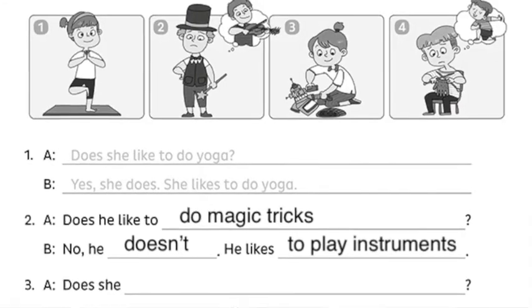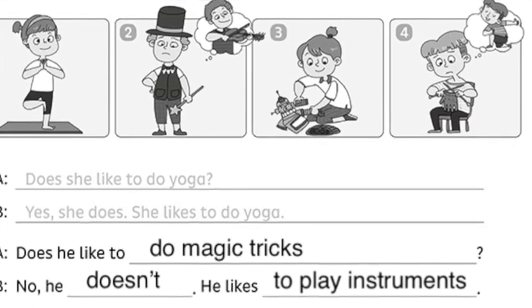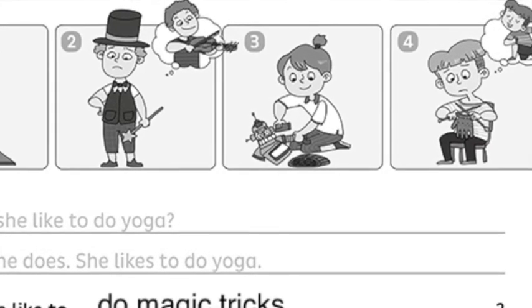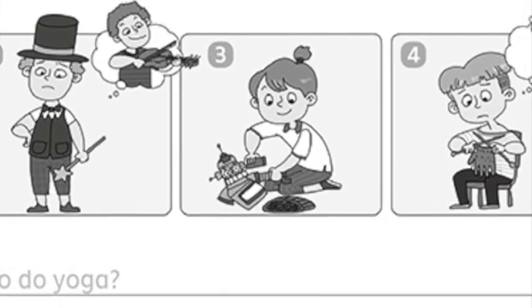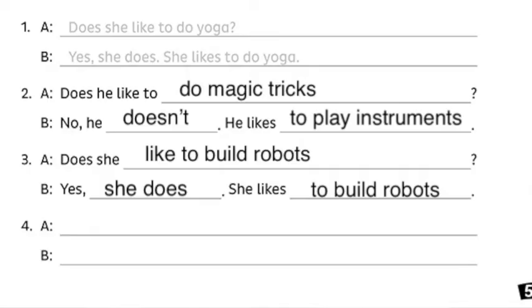Number 3, we have a girl and she is playing with robots and she looks happy. So the question is, does she like to build robots? And the answer is yes, she does. She looks happy. She has a big happy smile. She likes to build robots. Yes, she does. Very good. And the last one.